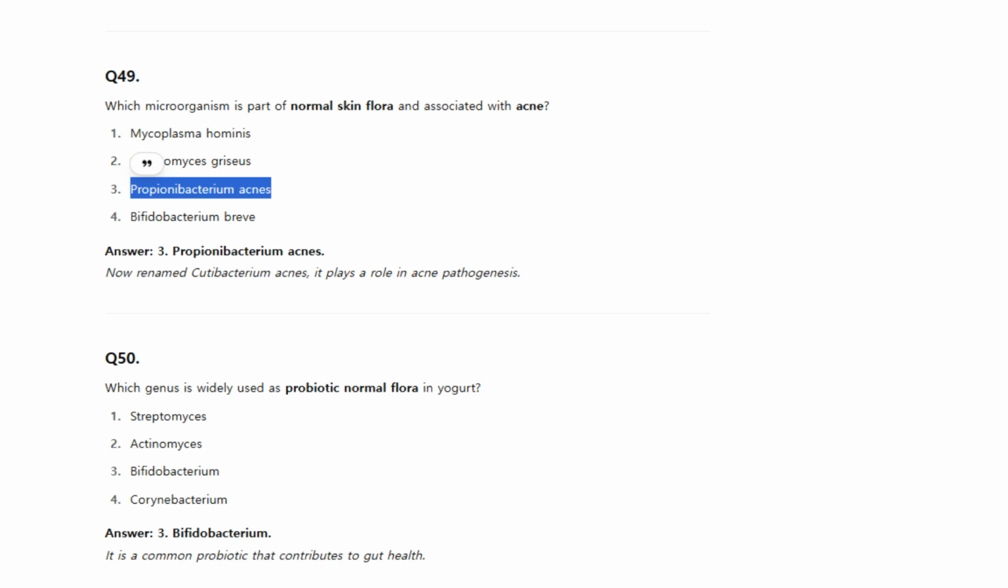Q50. Which genus is widely used as probiotic normal flora in yogurt? 1. Streptomyces, 2. Actinomyces, 3. Bifidobacterium, 4. Corynebacterium. Answer 3. Bifidobacterium. It is a common probiotic that contributes to gut health.